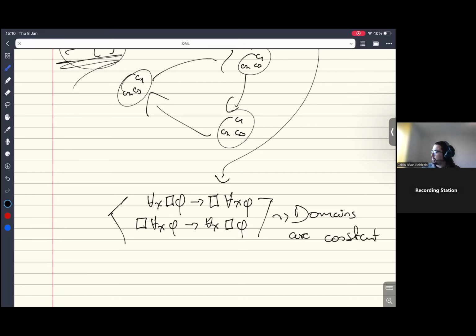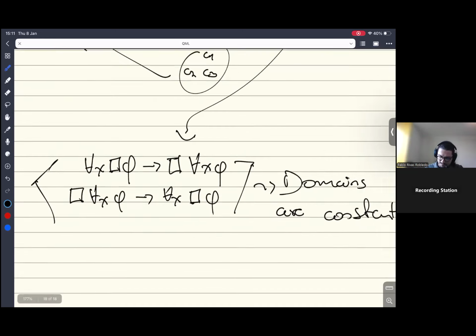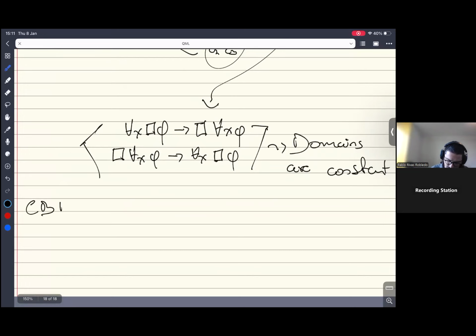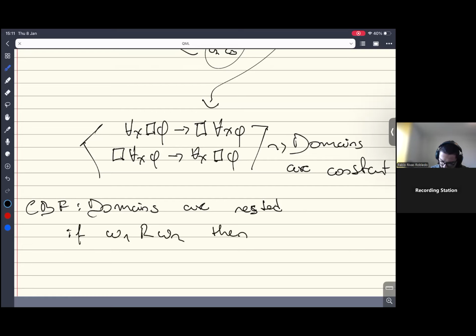So the converse Barkan formula tells us that domains are nested. So you can only add. In the next world, which is accessible, you at least have to have any objects that you had. So if W1 is accessible to W2, then the domain in W1 is included in the domain of W2.